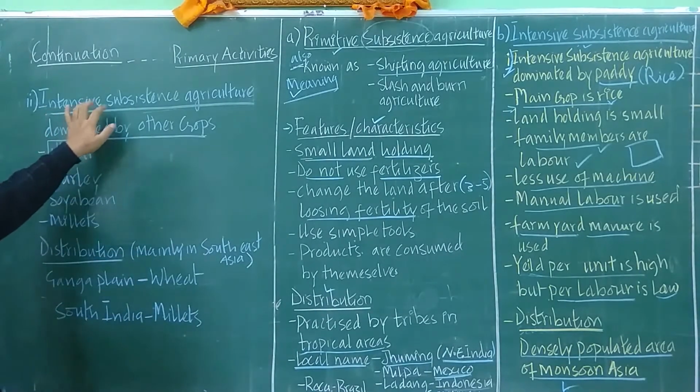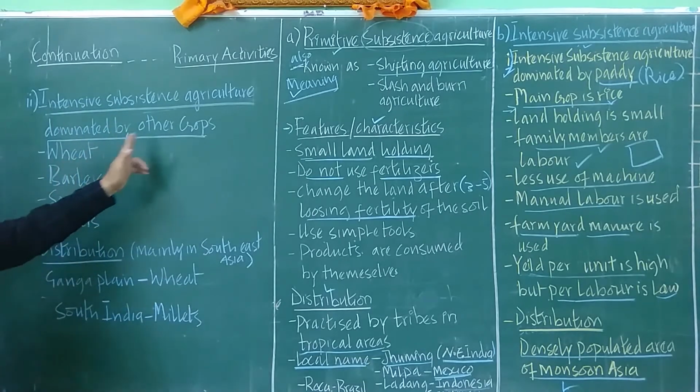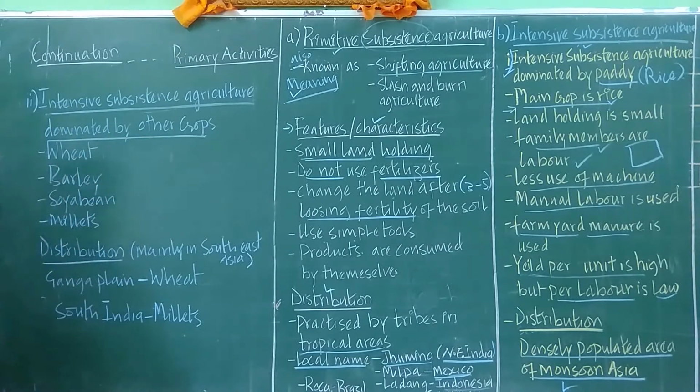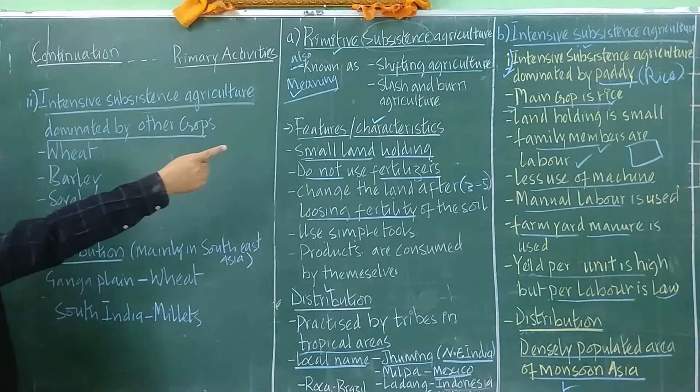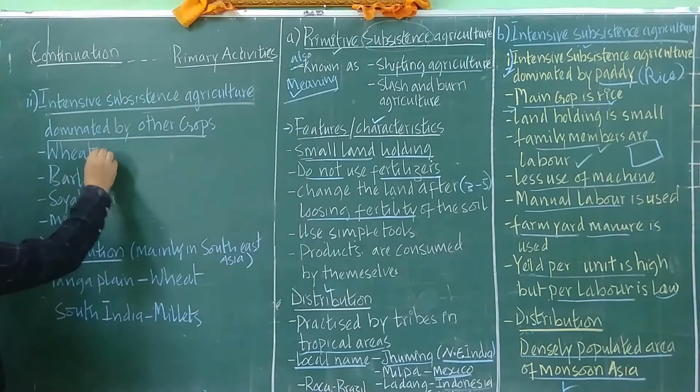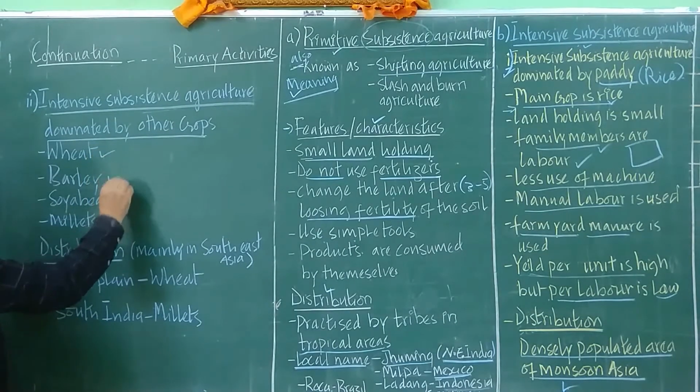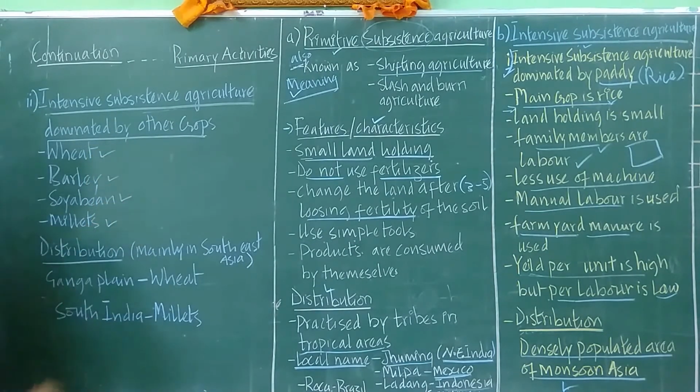So in intensive subsistence agriculture dominated by other crops, what are the other crops? Not the paddy or rice. The other crops are wheat, barley, soybean, millet, and also sorghum and so on.